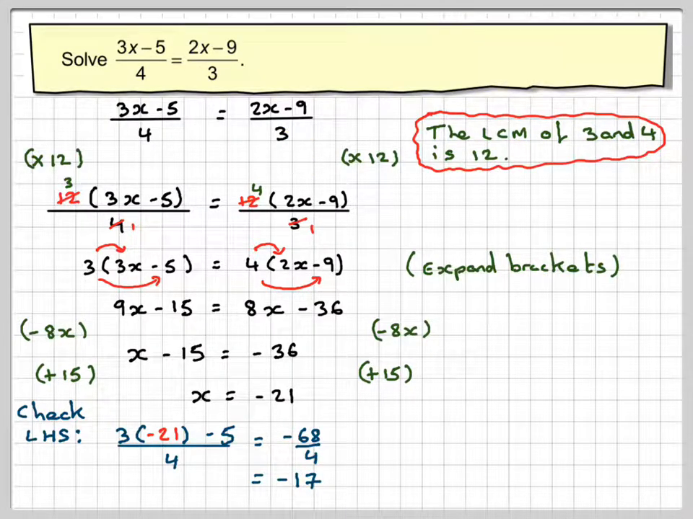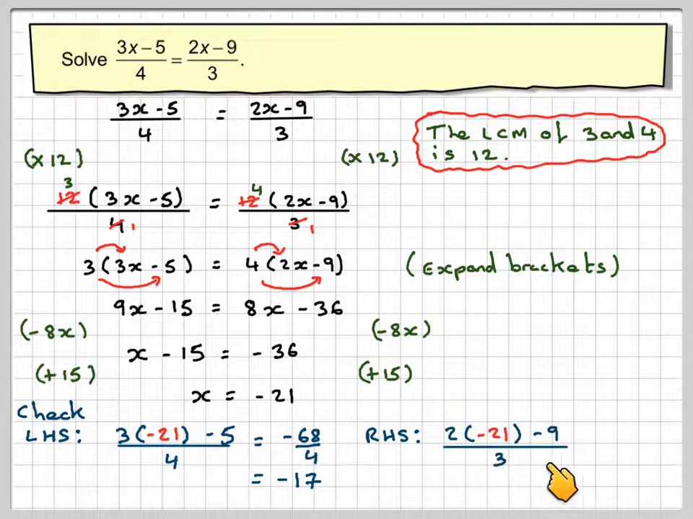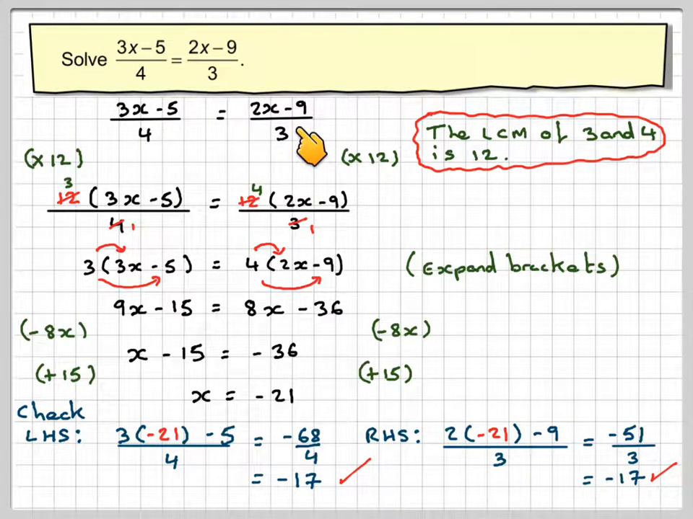Now you take the right hand side, RHS, and then replace x with minus 21. (2 times minus 21 minus 9) over 3 is going to give you minus 51 over 3, which is minus 17. Now these two are the same, therefore we have balance. This is equal to this, for x is equal to minus 21, and therefore the final answer is that x is equal to minus 21.